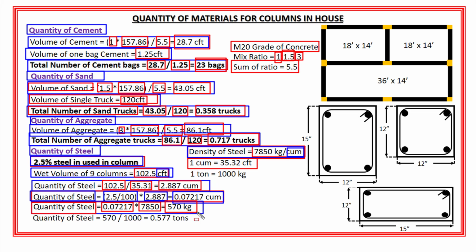Okay. Also we know that 1 ton is equal to 1000 kg. So the final amount of steel is equal to 570 divided by 1000, and it will become 0.57 tons. So now I can say that in these 9 columns 0.577 ton steel is used. Okay. So this is how you can easily calculate the quantity of materials for multiple columns in a house.